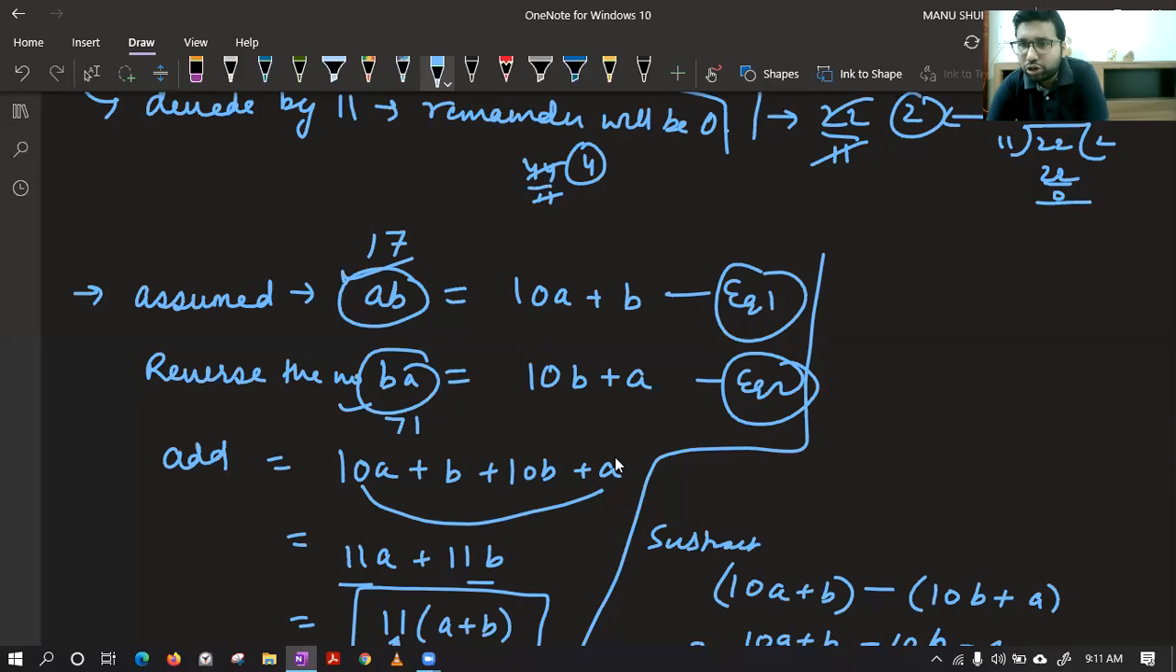Sir, why you divide 44 by 11 in this case? Because beta, our puzzle was this only. I told you in the puzzle, first think of a number, reverse the digits, add them. After adding the numbers, divide by 11 and you will get remainder equal to 0.